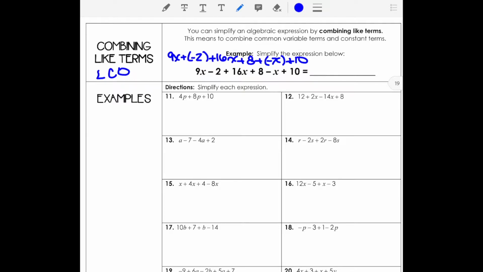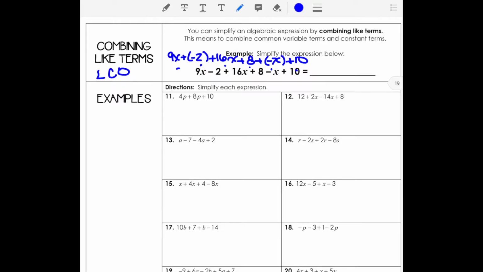Okay. So now that I have LCO'd, I can count the terms. We have 1, 2, 3, 4, 5, 6 terms. And the whole idea of simplifying to combine like terms is that we want to get to as few terms as possible. Okay, 6 is too many. It's hard to figure out what we should do next, how we would solve it if there was an equal sign. So instead, we're going to simplify first.